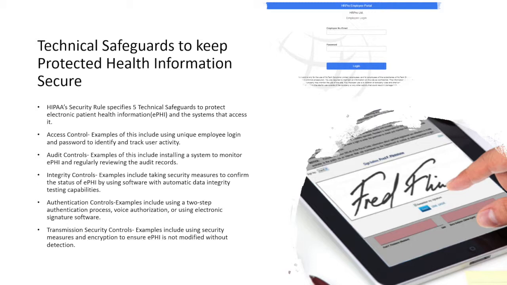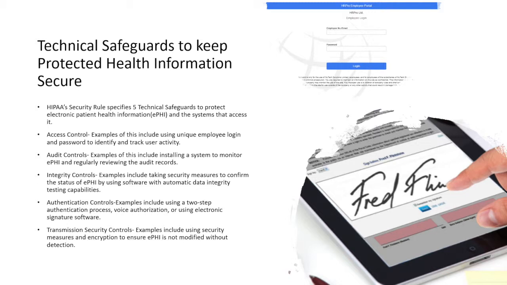Audit controls, monitoring activity in systems which use electronic PHI. Examples of this include installing a system to monitor electronic PHI and regularly reviewing the audit records. Integrity controls, practices must use reasonable measures to authenticate electronic PHI. Examples include taking security measures to confirm the status of electronic PHI by using software with automatic data integrity testing capabilities.